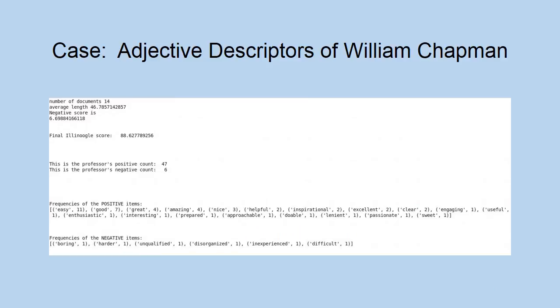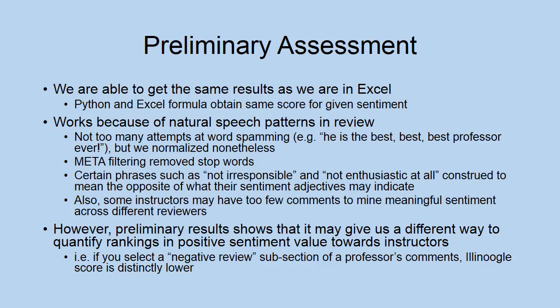And this is some preliminary results describing one of our instructors, Professor William Chapman. So basically, on a preliminary assessment, we were able to get the same results as we are able to do with the formulas we've shown in Excel. This works because of natural speech patterns in reviews. There weren't too many attempts at word spam, but we had a formula for BM25 to normalize for that.